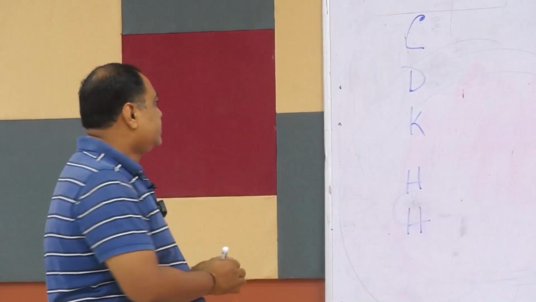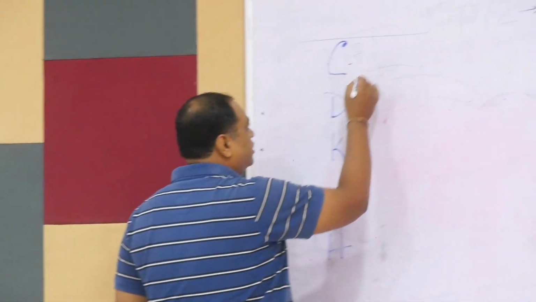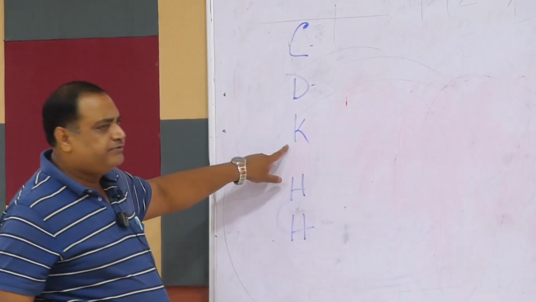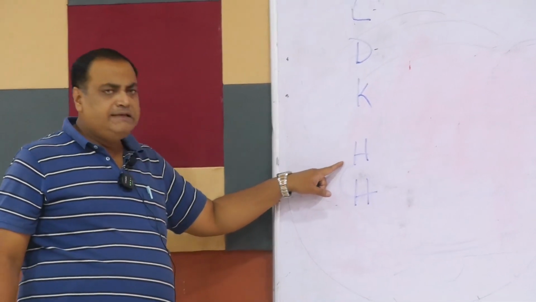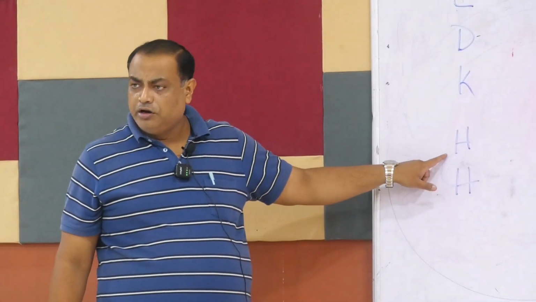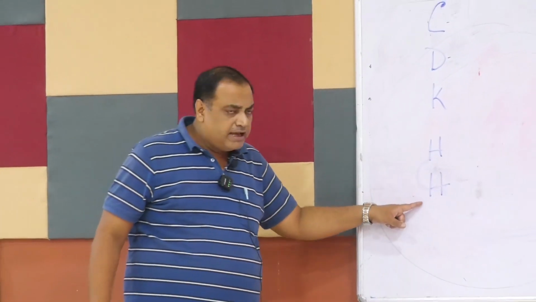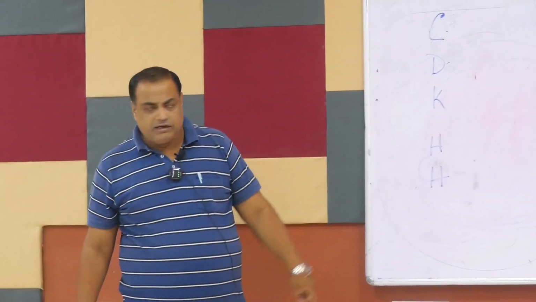Remember this sequence: CDKHH. C stands for chondroitin sulfate, D stands for dermatan sulfate, K stands for keratan sulfate, H stands for heparin and heparan sulfate, and the last H stands for hyaluronic acid.